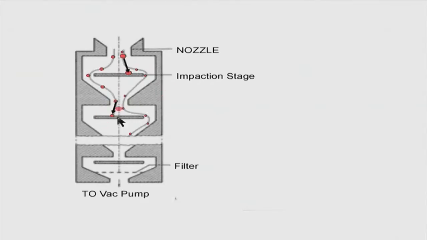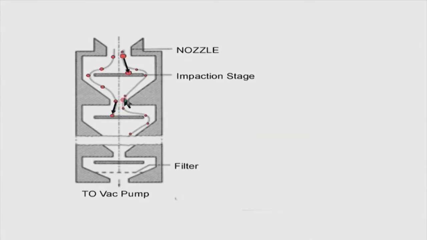Now you go to the next stage, but this time you decrease the size of this nozzle. Notice, this opening over here is smaller than this opening. The flow is the same. So 30 liters per minute going through this nozzle, the same 30 liters per minute is going through this nozzle, but because the nozzle size is smaller, the velocity is much higher compared to this stage.